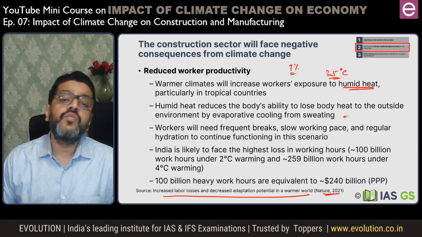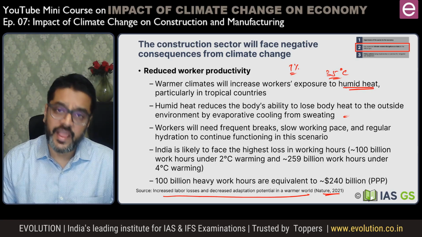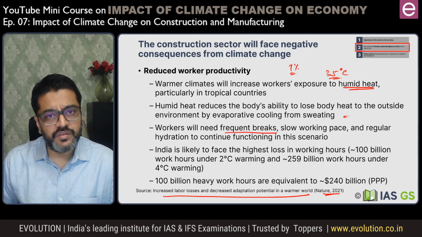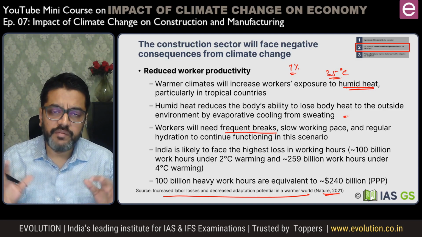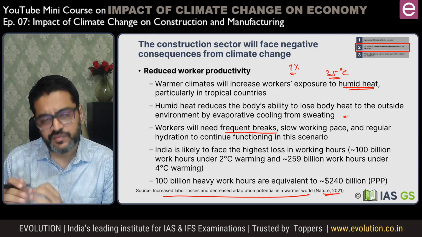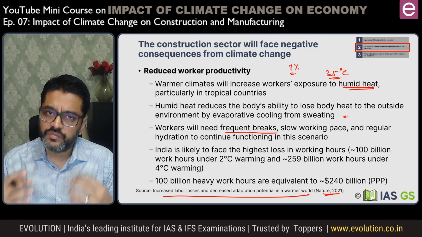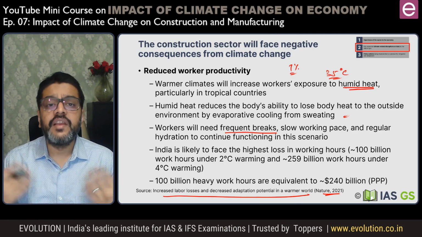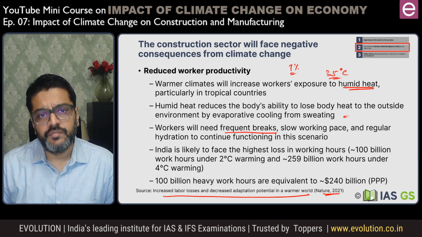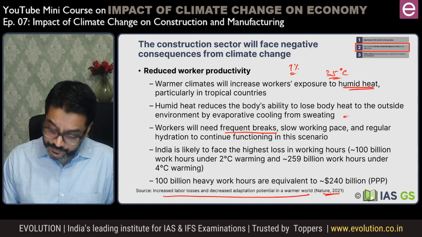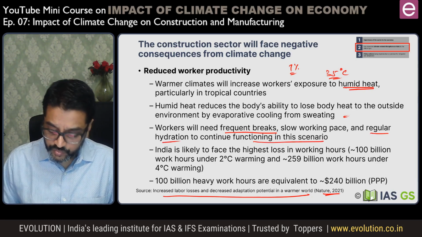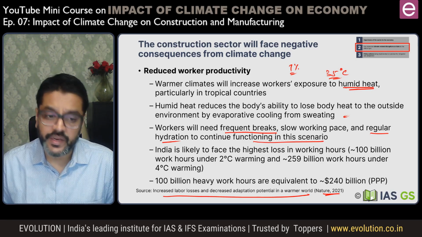So what will happen to workers in labor-heavy sectors such as agriculture, construction, etc., is that workers will need frequent breaks, right? Because we will not be able to cool down, we will be fatigued. We will not be able to exert the full effort that we are able to now. So first we'll need to work slowly, and then we'll need to take breaks frequently so that our body is able to maintain its ability to function, right? Then we will need to be hydrated regularly to continue to function in this scenario of high humid heat, right?